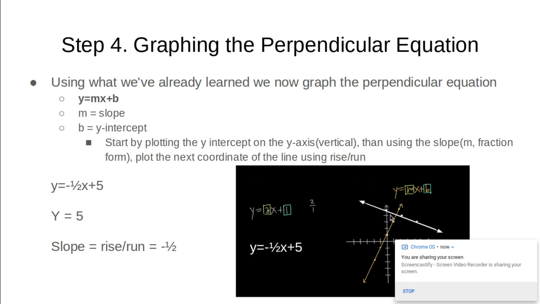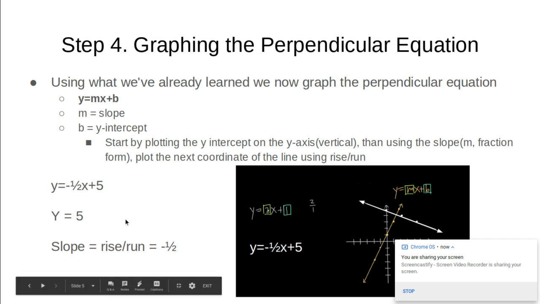Down 1 over 2. Down 1 over 2, as the line carries on perpendicularly.